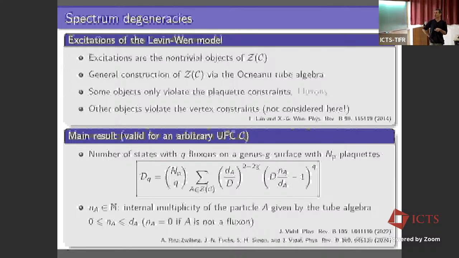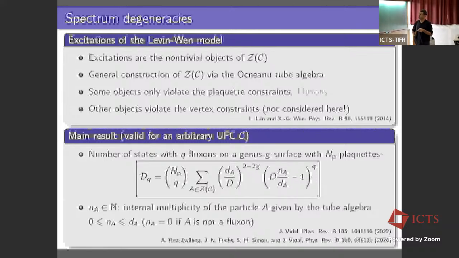So how can we read it and understand this very simple expression? Because at the end of the day, you can see that it's a bit more complicated than the ground state, but not that much. So here we have a simple combinatorial factor, which simply tells you where you want to put your Q excitations among your N_p plaquettes. Okay, so that's easy to understand. And here we have a sum over the objects of the output category, the Drinfeld center. We have the same typical factor that we had for the ground state, so the d_A over D to the power 2 minus 2g.